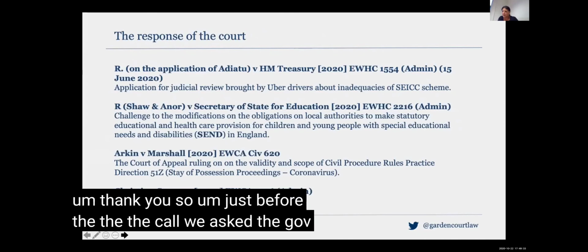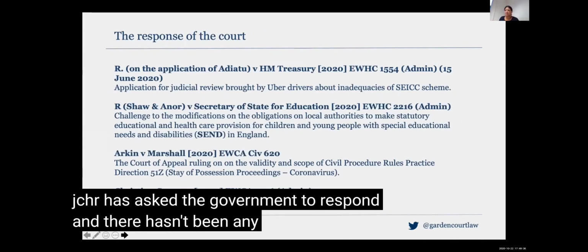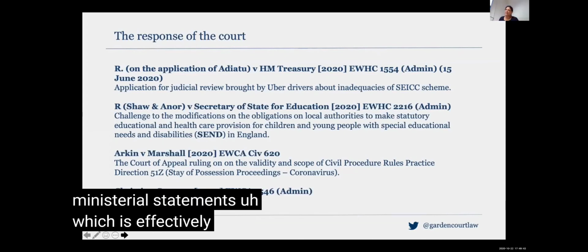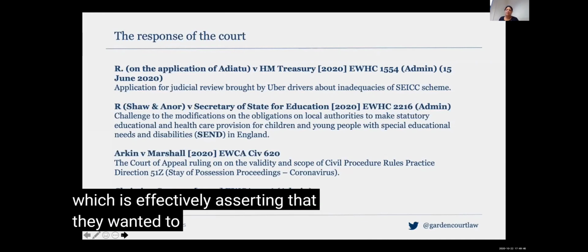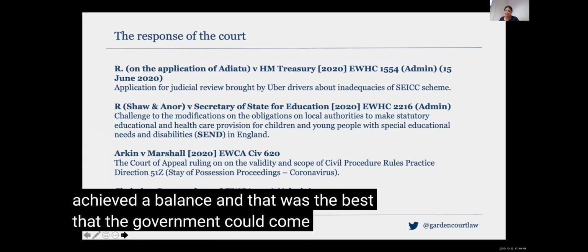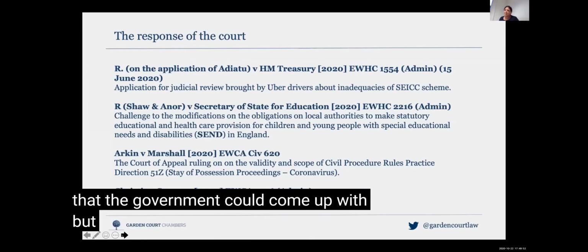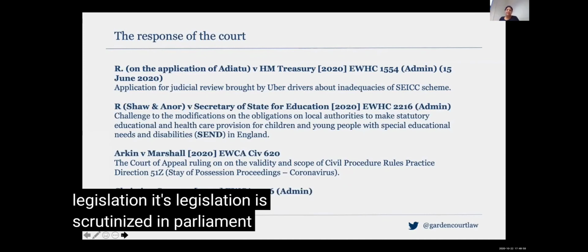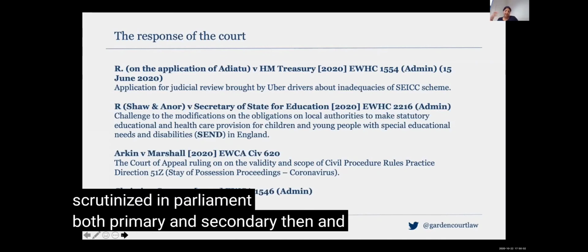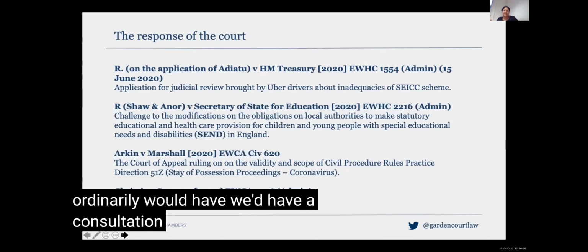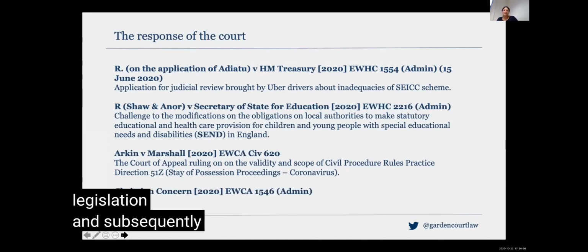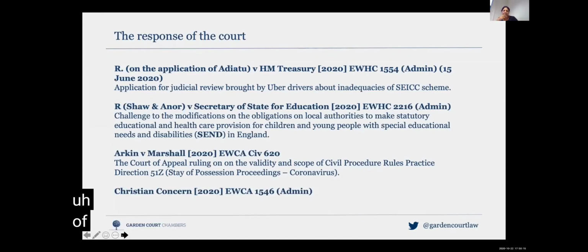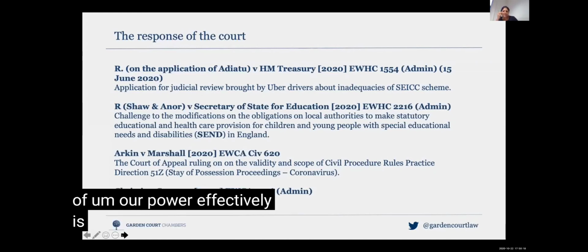So, just before the court, the JCHR has asked the government to respond, and there hasn't been any specific response yet, apart from some ministerial statements, which effectively assert that the rule of six achieved a balance, and that was the best that the government could come up with. But ordinarily, when we are scrutinising legislation, legislation is scrutinised in Parliament, both primary and secondary. And ordinarily we'd have a consultation period before we had legislation, and subsequently legislation would be tested through the courts, and that's how the balance of our power effectively is maintained.